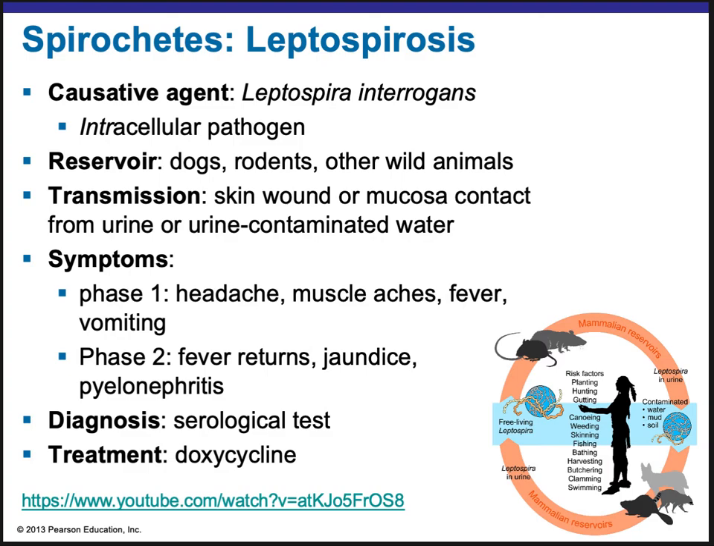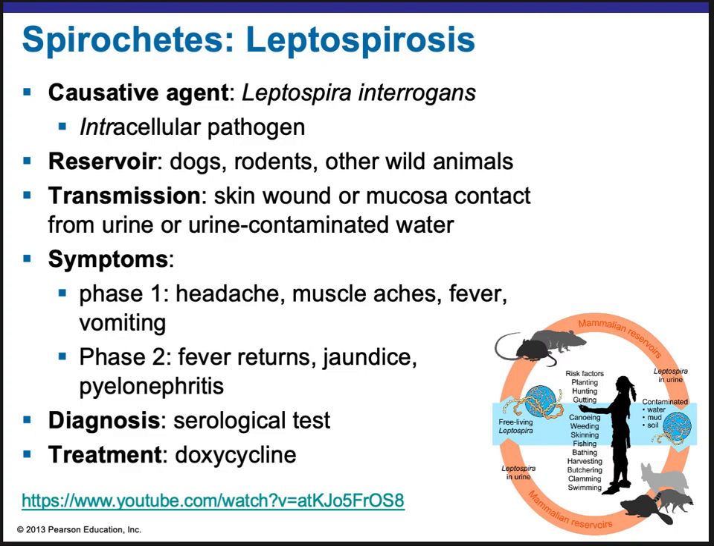And we would need to just take a blood sample and do a serological test to diagnose it. And then we can treat it with doxycycline. People who are going to be working with these animals, I believe we do have a vaccine available for people who are at risk of contracting this.